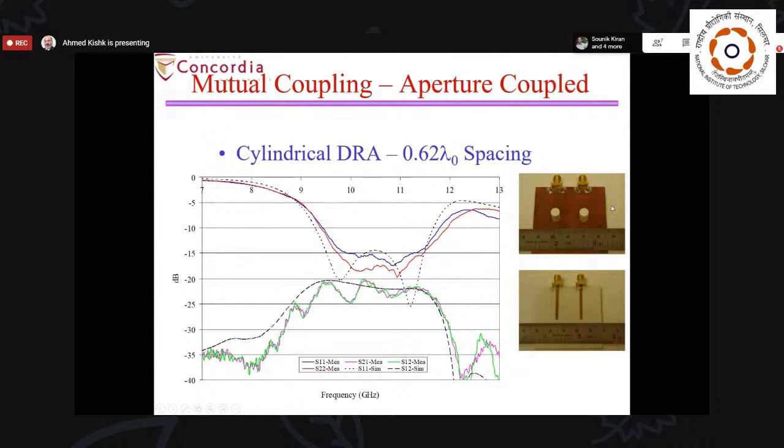And here, this is an example of measuring the mutual coupling between two resonators excited by narrow slots with a microstrip line. And as you can see, the mutual coupling is below 20 dB.